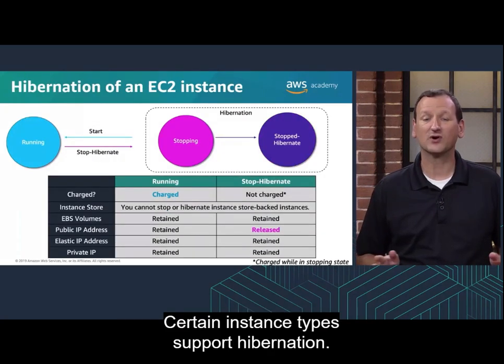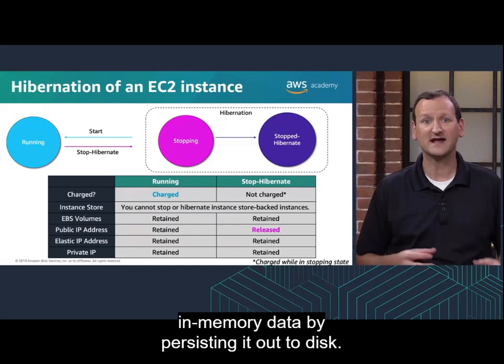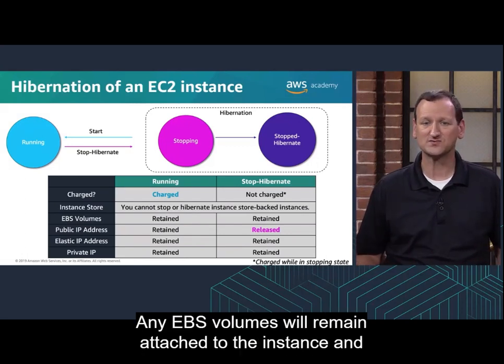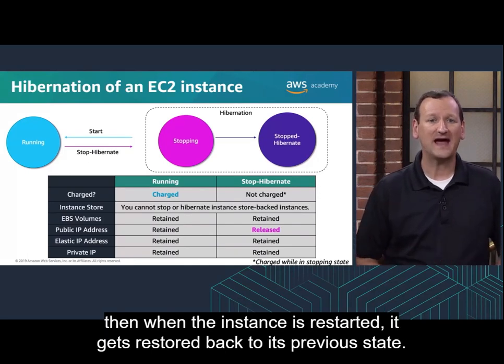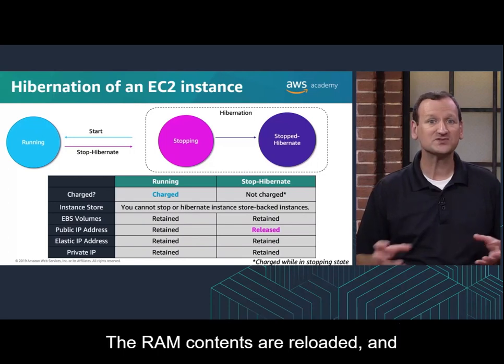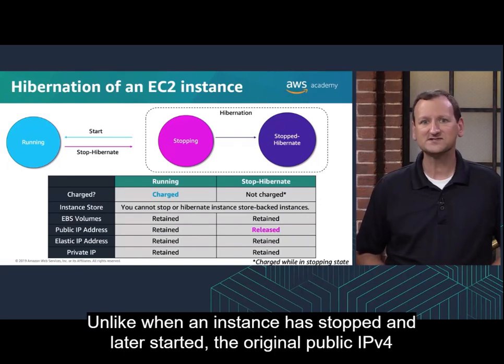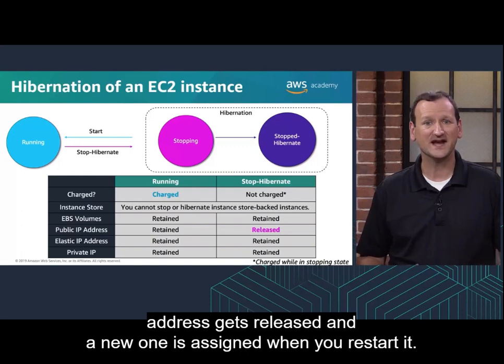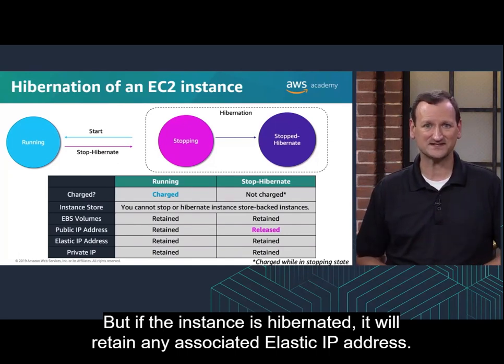Certain instance types support hibernation. When you hibernate an instance, the guest operating system will actually preserve in-memory data by persisting it out to disk. Any EBS volumes will remain attached to the instance, and then when the instance is restarted, it gets restored back to its previous state. The RAM contents are reloaded, and the processes that were running on the instance are resumed. And like when an instance is stopped and later started, the original public IPv4 address gets released and a new one is assigned when you restart it. But if the instance is hibernated, it will retain any associated elastic IP address.